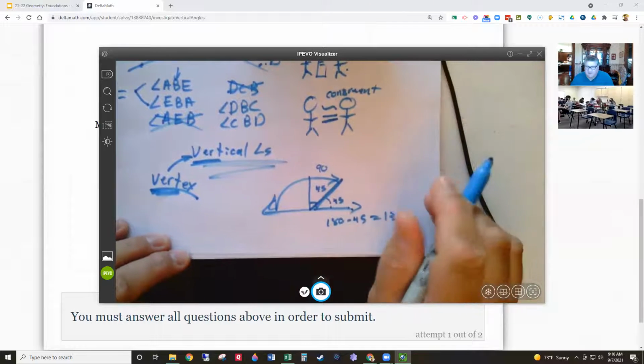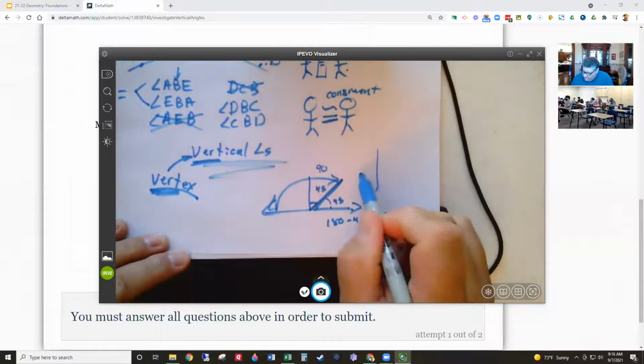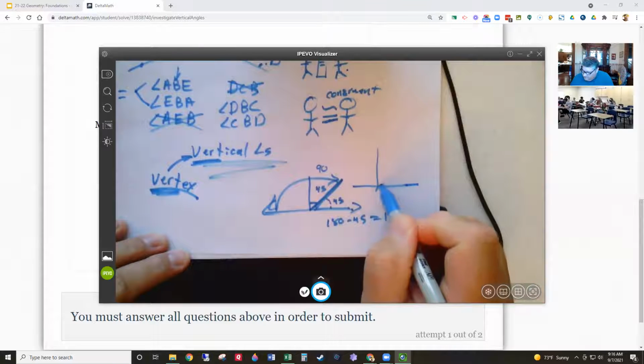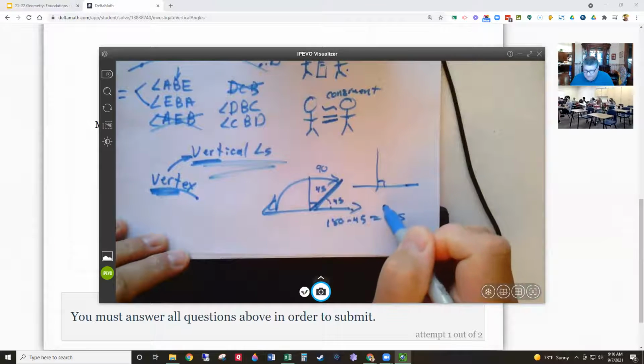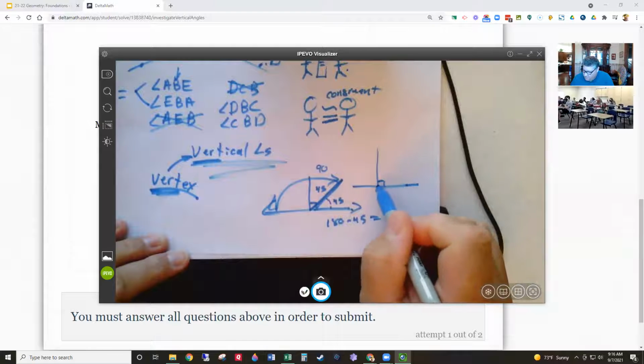Likewise, if I said find a 60-degree angle, where would 60 degrees be? If that's 90, where's 60? More or less angle than 45?